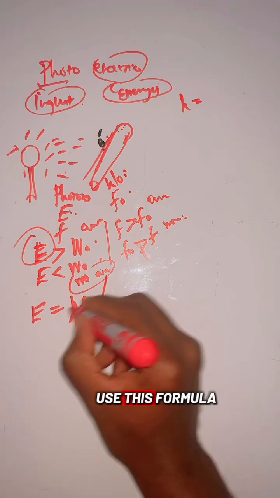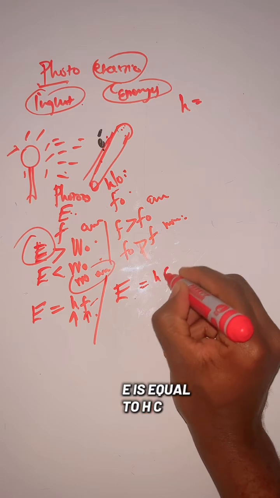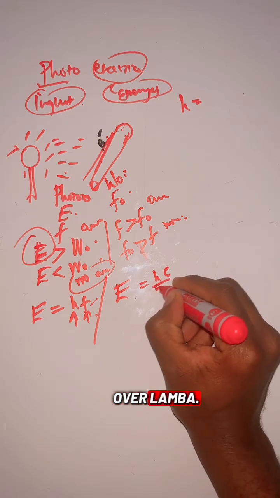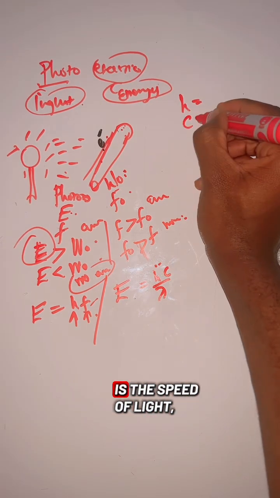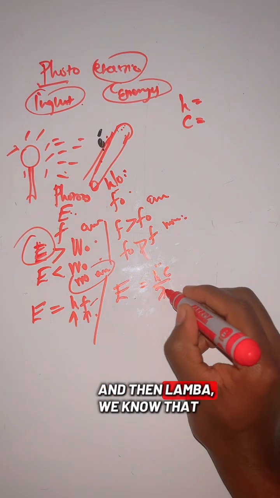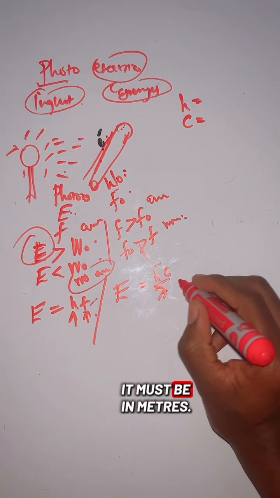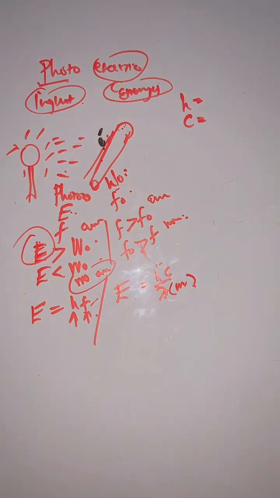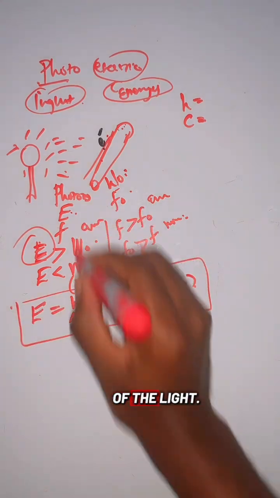Or if we don't want to use this formula, we can use E = hc over lambda. The h is still the Planck constant, and c is the speed of light, which we get on the information sheet. Lambda is the wavelength, as we know from grade 10 and 11, and it must be in meters. So we can use either of these formulas to calculate the energy of the light.